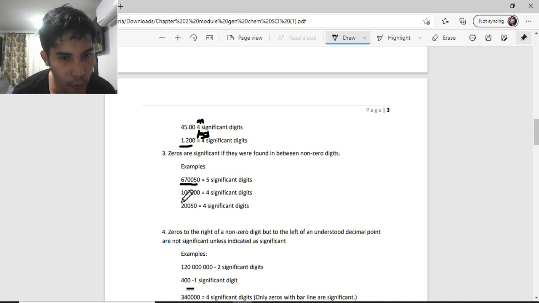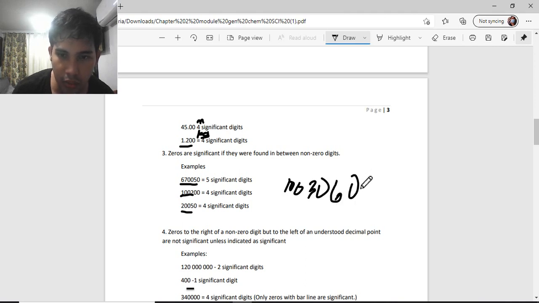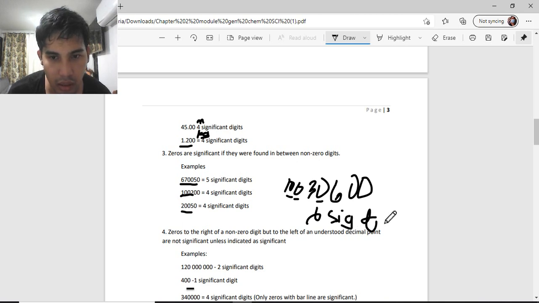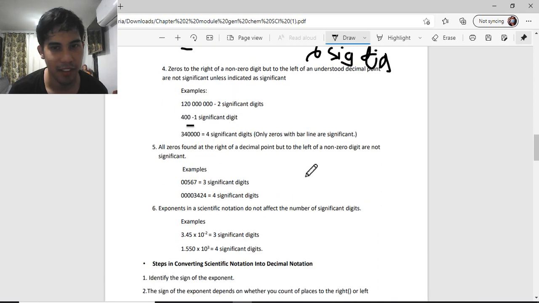How about here? You have 4 significant digits because you have 1, 0, 0, and 2. Here, 2005, you have 4 significant digits because the 0s are in between. How about 100306? Since the zeros are in between non-zero digits, they are counted. That's 1, 2, 3, 4, 5, and 6, so this is 6 significant digits.